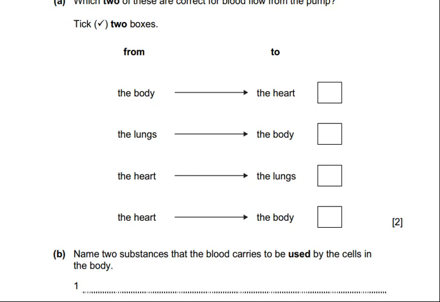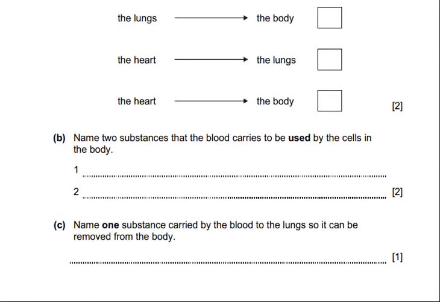B. Name 2 substances that the blood carries to be used by the cells in the body. Of course, we said that the blood carries substances to be used by the cells in the body. So here we can write down oxygen, number 1, and number 2, you can write down food, or you can write down nutrients.